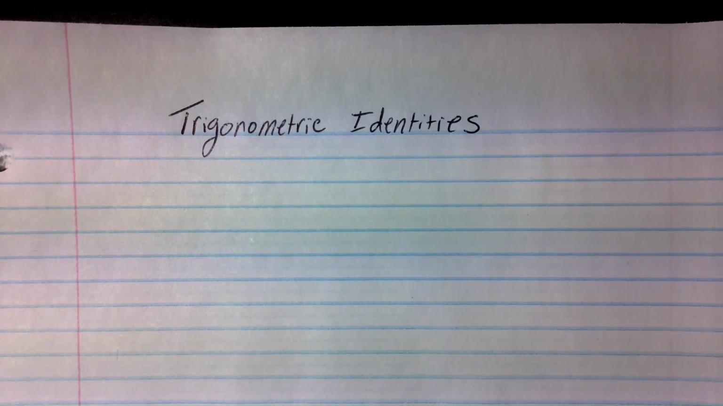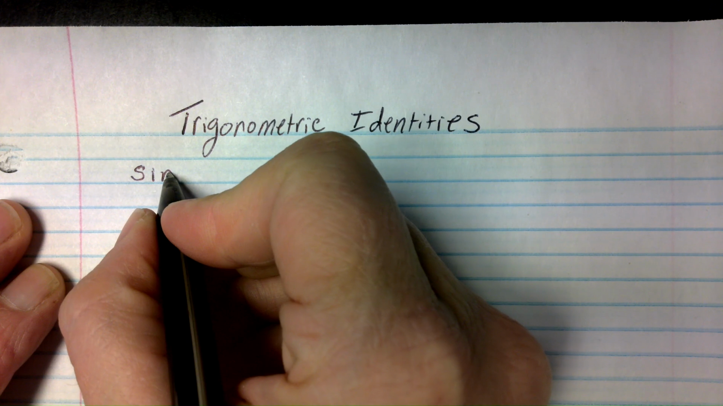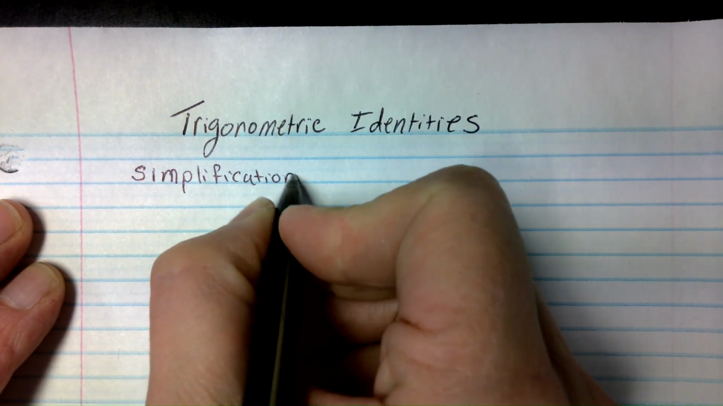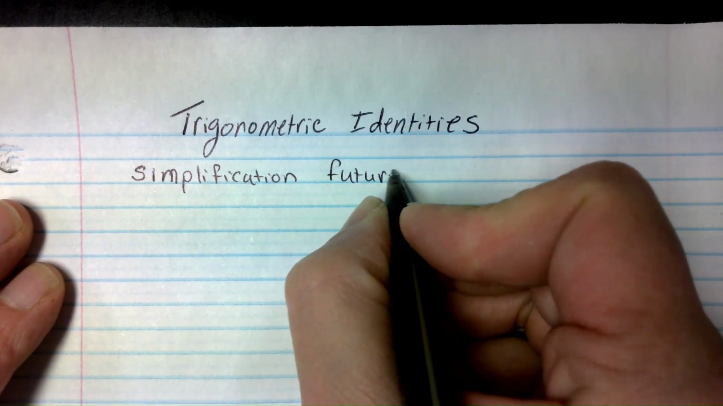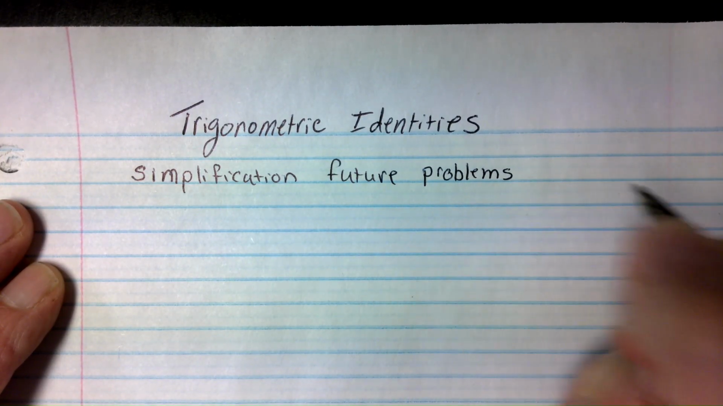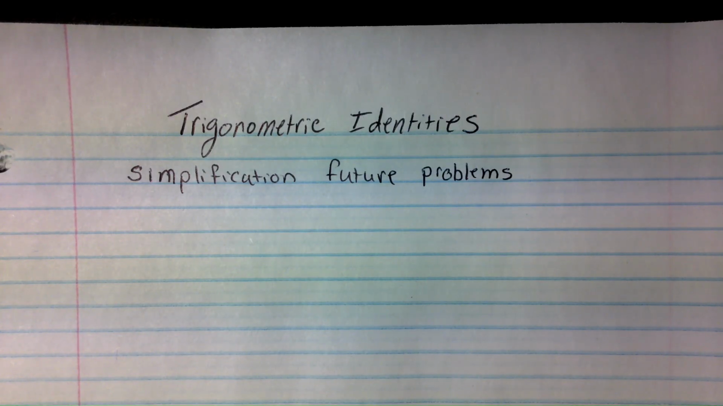Welcome to Trigonometric Identities. One of the reasons that we practice trigonometric identities is so that we can simplify our future application problems. That is really going to be the one focus. It's going to simplify future problems, especially in calculus. Getting practice with these, getting used to manipulating them, can really help us out.